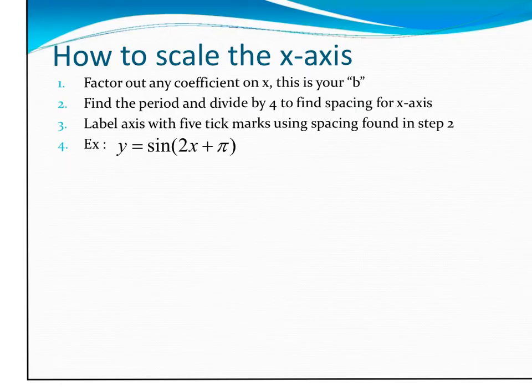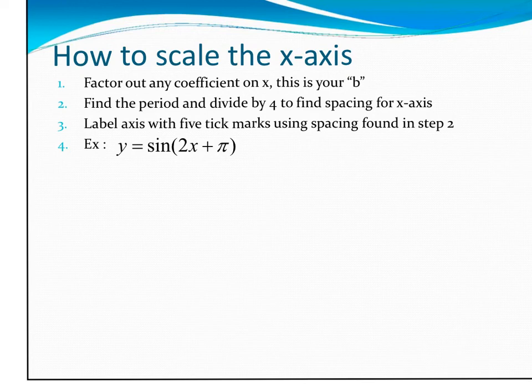The next part we need to talk about is how to scale the x-axis. We learned the other day that we are going to find the period and then divide by 4 to figure out how much each tick mark should be worth. However, if we have a phase shift moving us left or right, this is changing our starting value so that we're no longer starting at 0.